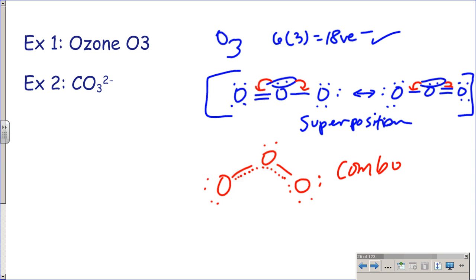Now it does not look as if this oxygen over here has an octet, but we're going to assume it does because there's a double bond that potentially could be there. I think the best way to draw the Lewis structures and resonance is to show the double-headed arrow like this, and you will see this on the AP exam.